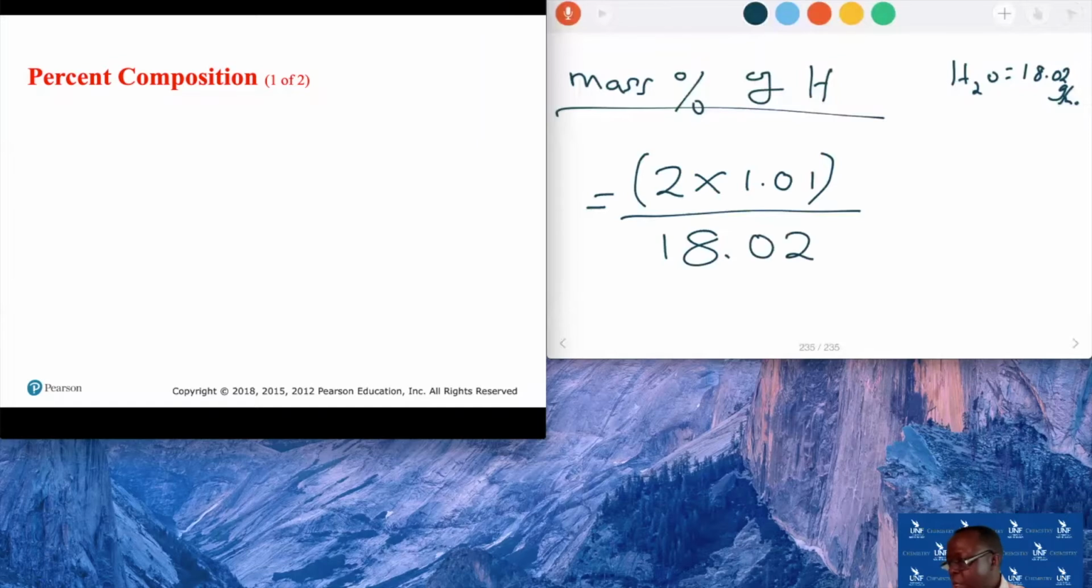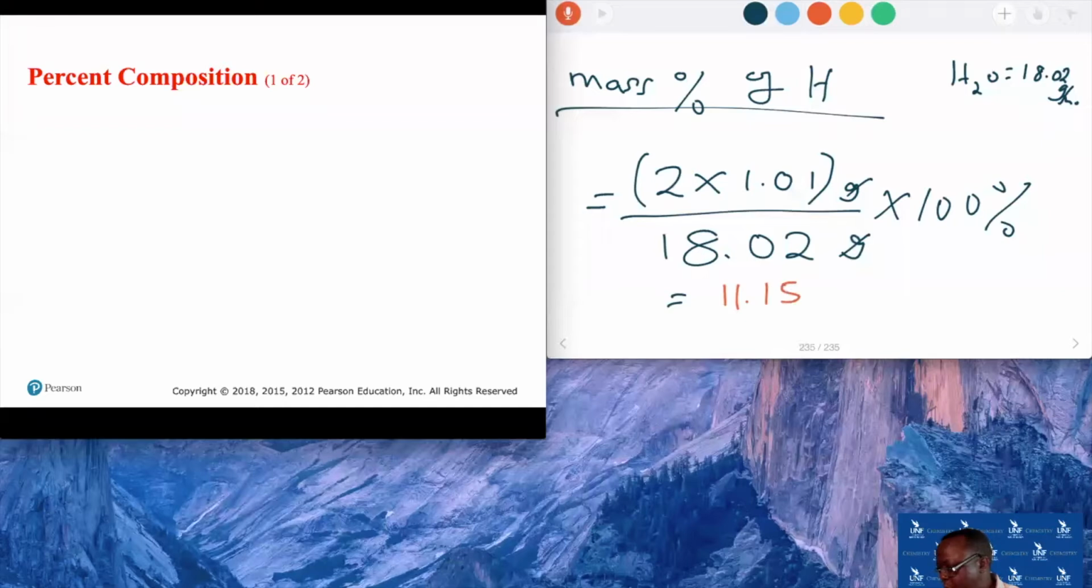over 18.02 grams times 100%. This is what you will do if you are asked to find the mass percent of hydrogen. So 2.02 divided by 18.02 gives 11.15, so this is 11.15%.